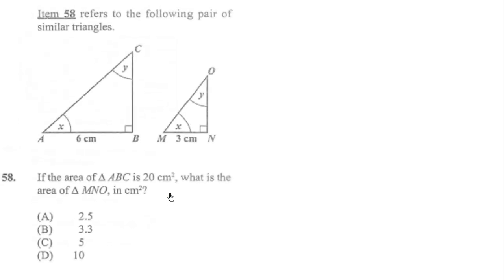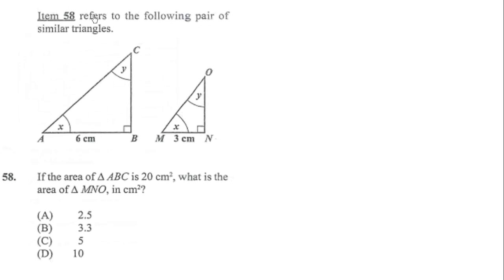Now item 58 refers to the following pair of similar triangles. So these 2 triangles are similar. We want to find the area of triangle MNO, if the area of ABC is 20. So we can say that this has been reduced to obtain this. So we need to first of all determine the scale factor. The scale factor is given by 3/6, which is 1/2.